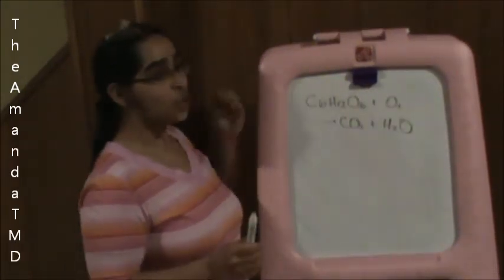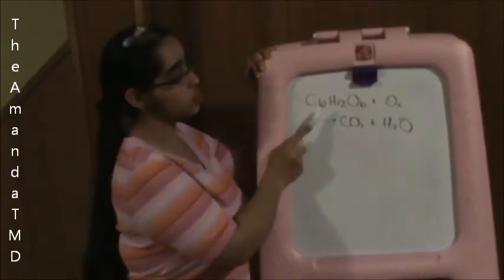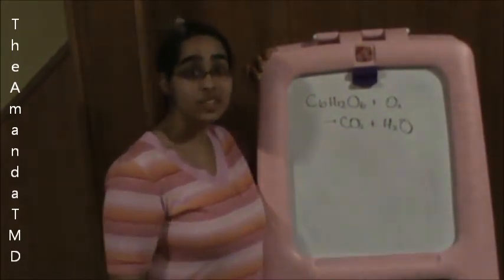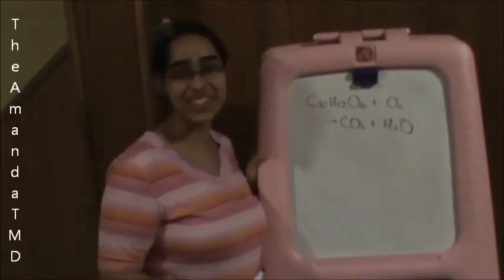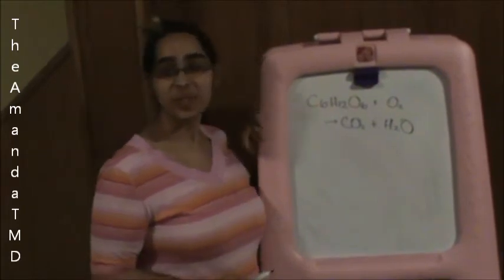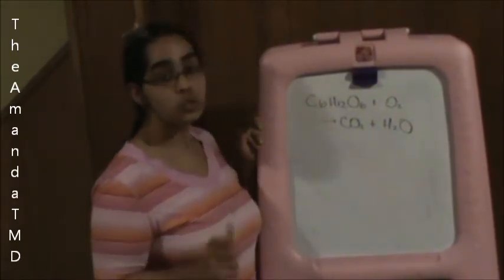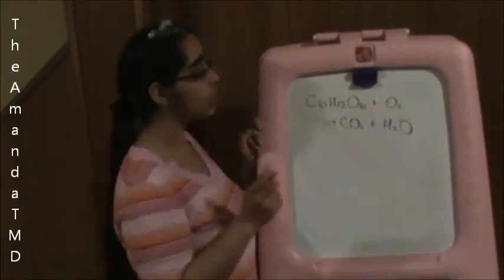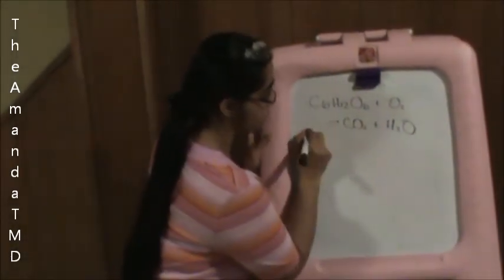Okay, so a lot of you guys probably recognize this equation, which is glucose plus oxygen gives you carbon dioxide and water. This is your equation for cellular respiration. Haha, biology and chemistry. Okay, so this is my first equation that I'm going to balance. So, the first thing you do is you write out your atoms for your products and your reactants. So first I'm going to do my reactants.